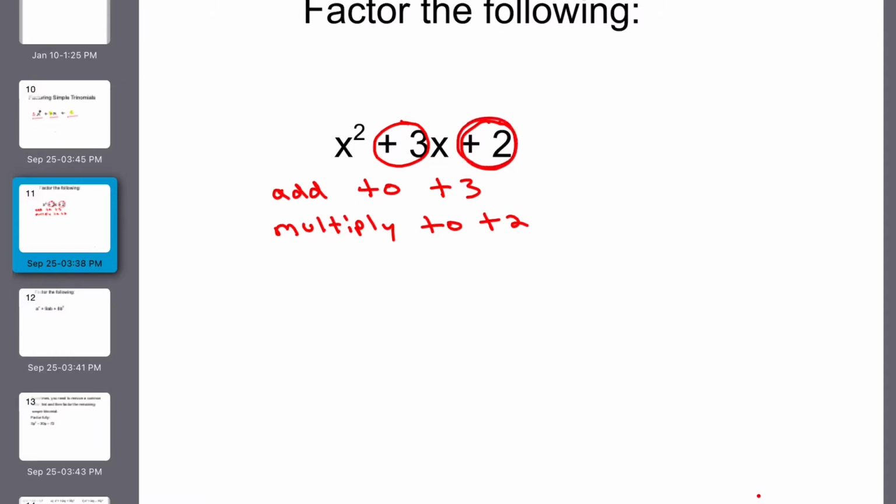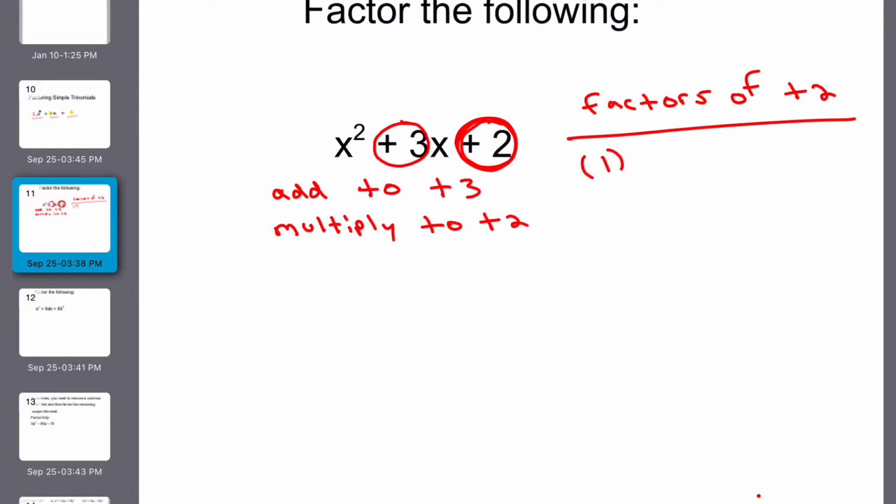Okay? And if you're super stuck on this, the best technique is to look at the number you're multiplying to, in this case the positive 2, and list all of your factors to get there. Okay, so somewhere on the side, factors of positive 2. So what can we multiply by to get to positive 2? Well, we can do 1 multiplied by 2. That'll get us to positive 2.